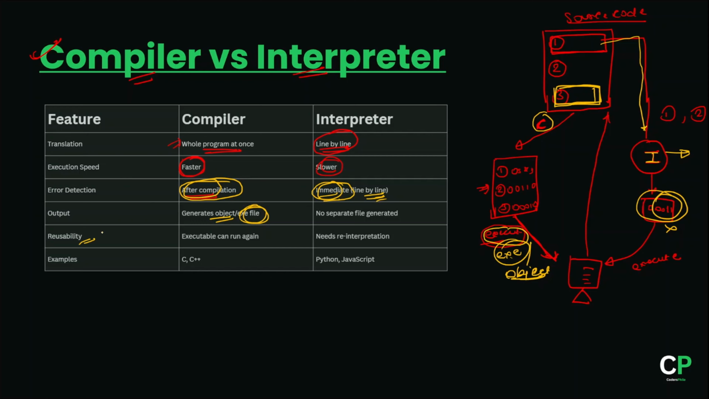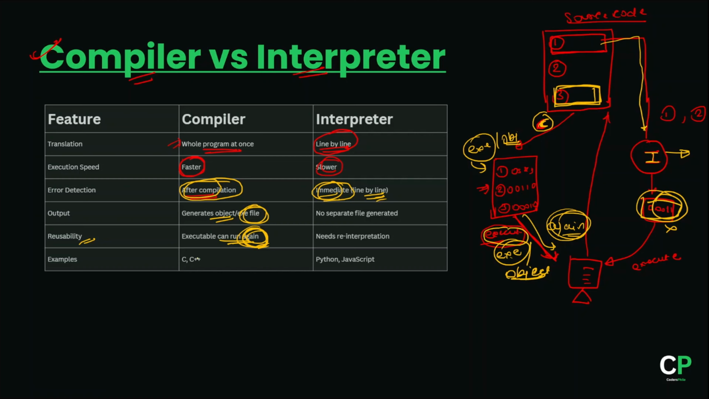Now reusability. Once the compilation is done in case of the compiler, a separate file is created, that is the exe or object file. Now this file can be executed again and again without the need for recompilation. But in case of the interpreter, no separate file is generated. So every time a program needs to be executed, it needs to be reinterpreted again and again.